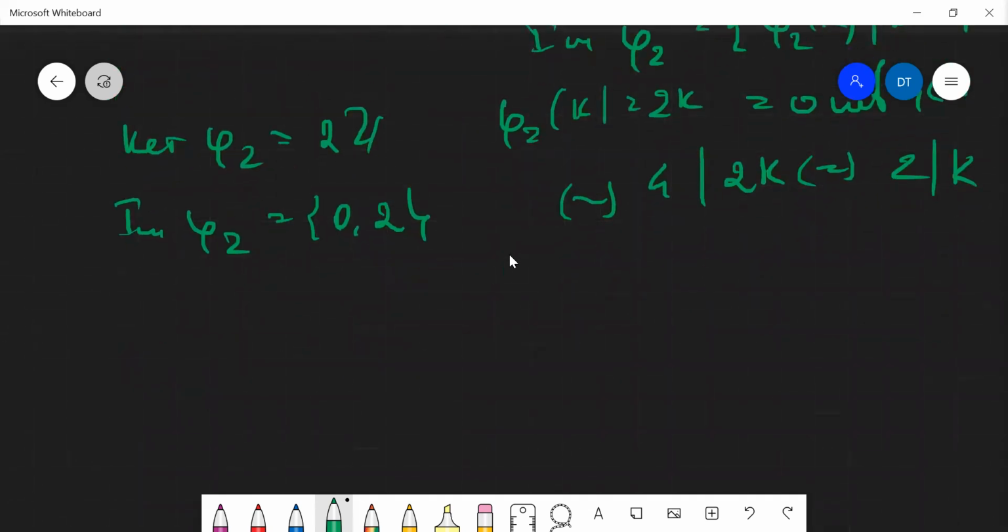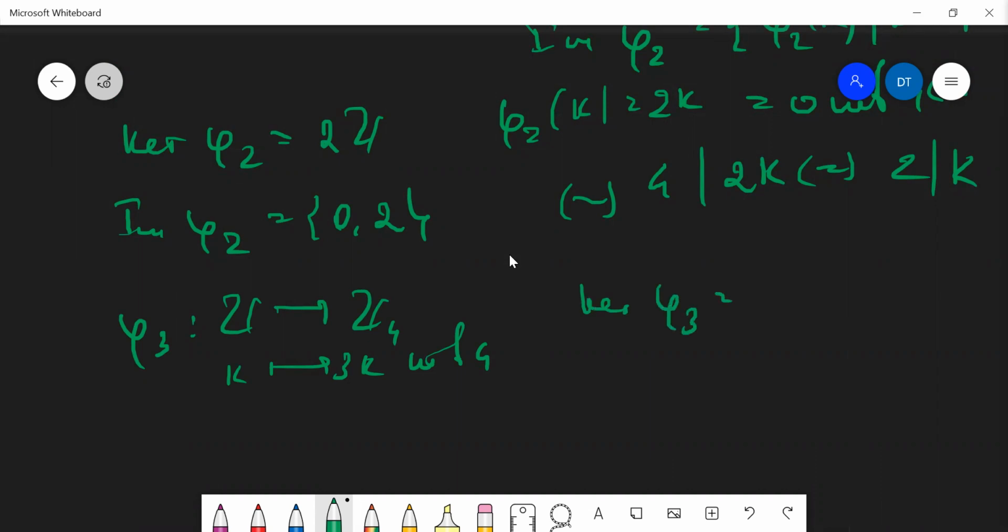Now, let's try to do this for phi3, from Z to Z4, when we take k to 3k modular 4. Well, what is the kernel? All numbers that can be divided by 4. Yeah. And what is the image? 3, 2, 1, and 0. All the remainders. So it's surjective.